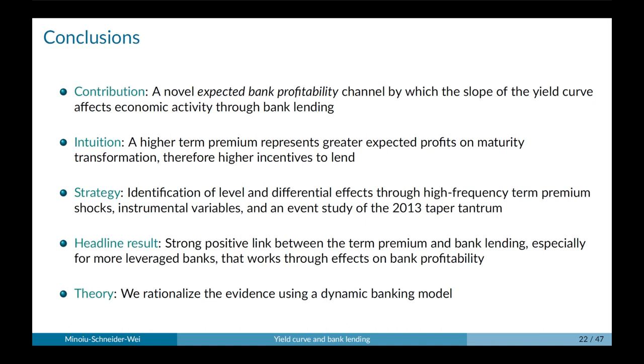So, to conclude, I hope I have convinced you that we have dug out an expected bank profitability channel by which the slope of the yield curve affects economic activity through bank lending. Our strategy was multifold in terms of identification. We threw a lot of data at this question, and the headline result is that there is indeed a strong positive link between term premium shocks and bank lending with possible effects on GDP growth, and therefore this causal channel offers some insight as to why the yield curve is such a strong predictor of GDP growth.